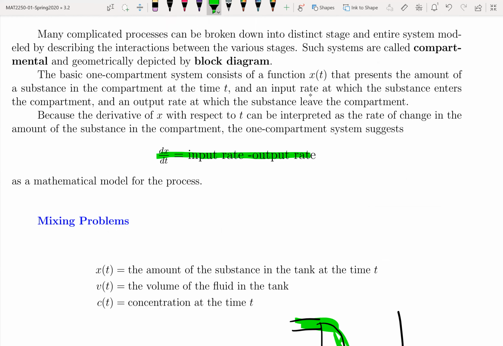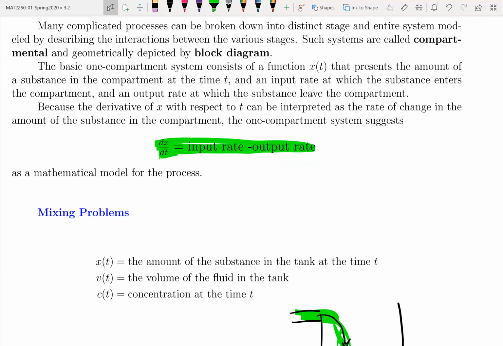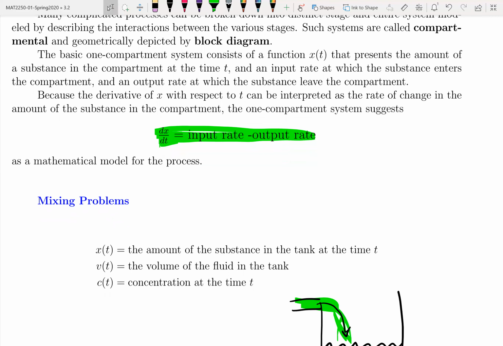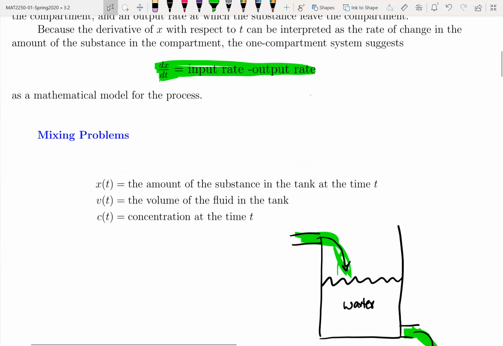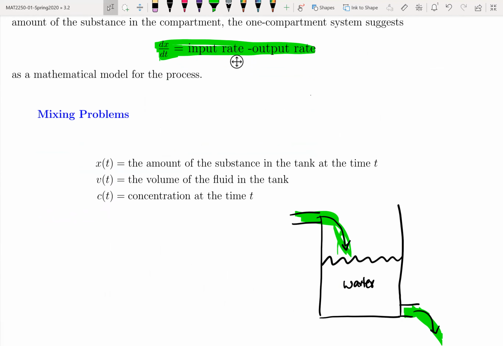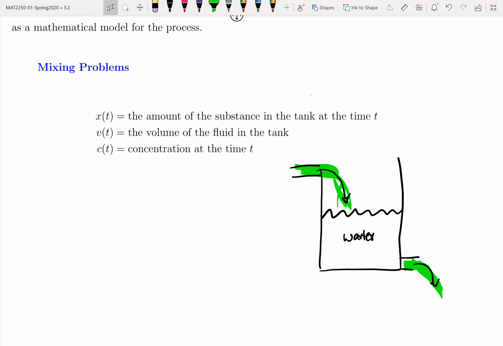To formulate it, just remember that whenever you have a change in the substance inside that water or liquid, the rate of change is the difference between these two rates. Whatever is going in and whatever is going out, if you subtract it, that's the rate of change of the substance inside of that tank, okay? So always input rate minus output rate gives me the rate of change for that substance, whatever solid or liquid is inside that tank, okay?